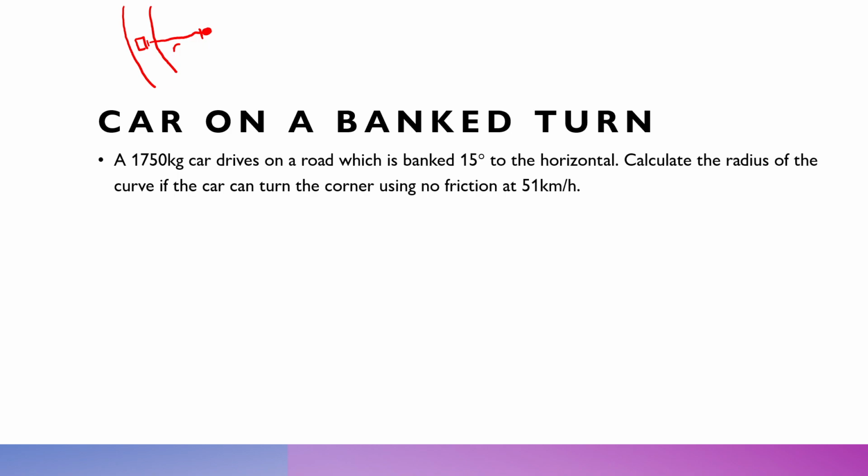Note that in this question it says that the car can turn the corner without using any friction at all, meaning that you're driving at your constant 51 kilometers per hour and you're able to make the turn around the banked curve without using any steering, effectively just driving straight. What I'm going to do first is draw a simple diagram to show a front-on view of what's happening with the car.